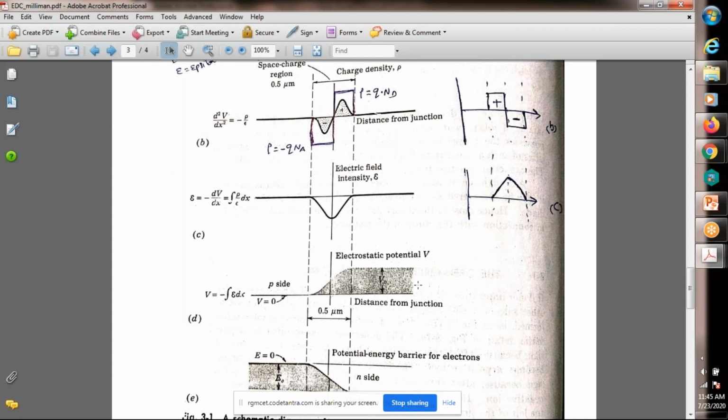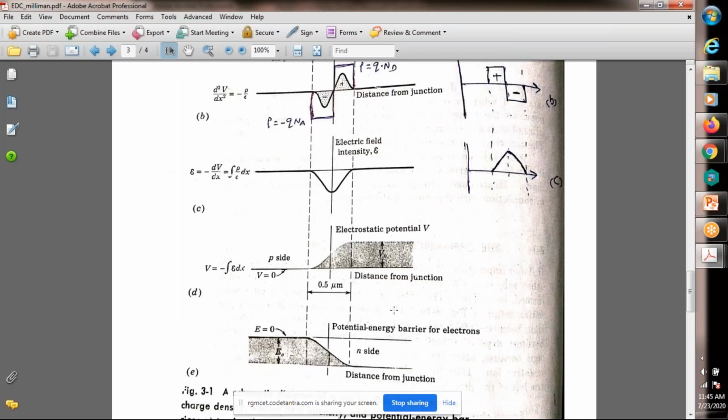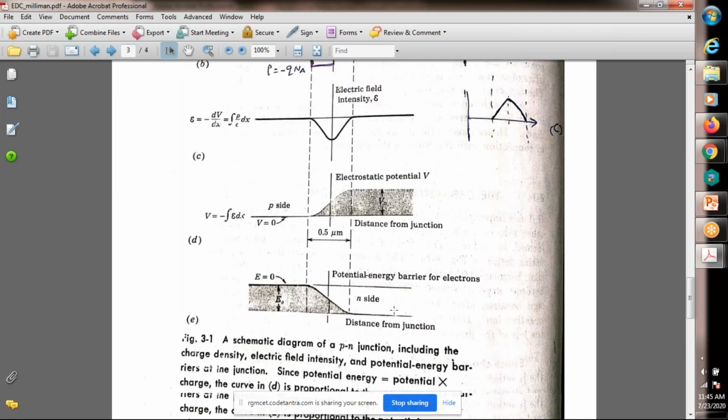So whenever this voltage is built up, the diffusion current will stop. These are the ideal cases. Of course, still a small amount of current flows even then, right? In the ideal case, when drift current is equal to diffusion current, only then will the current stop.